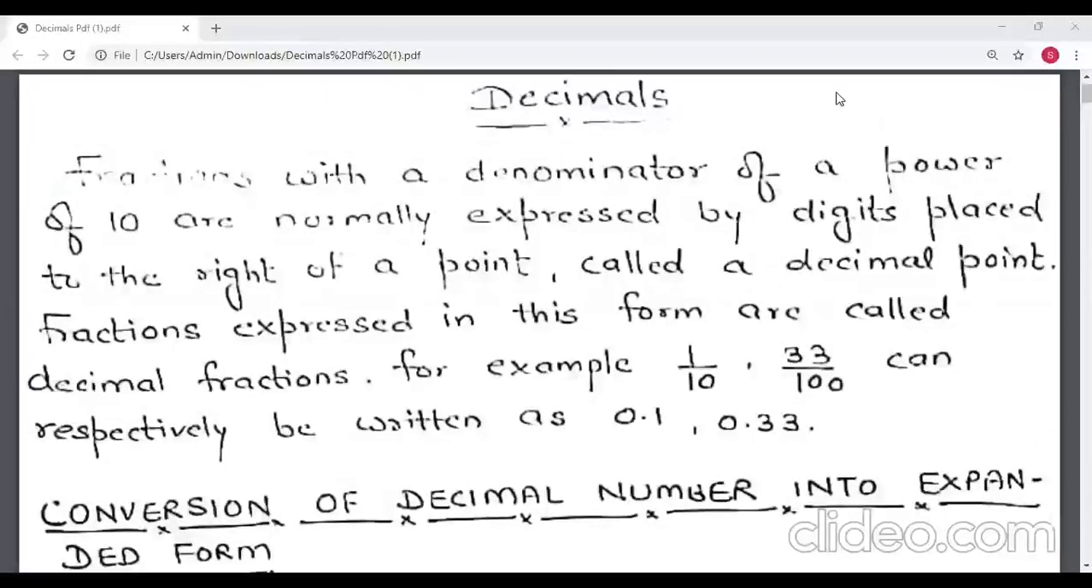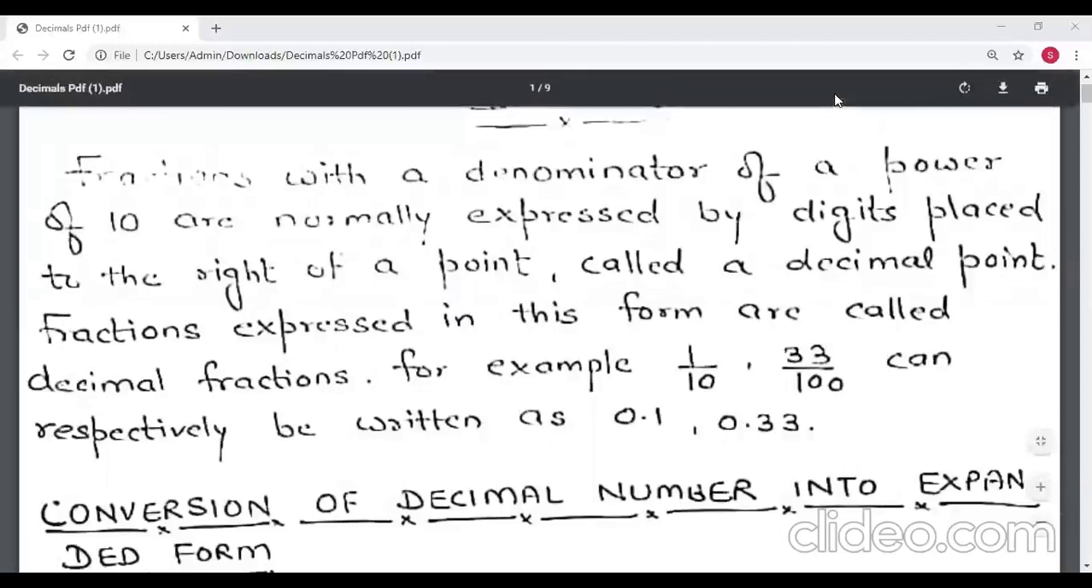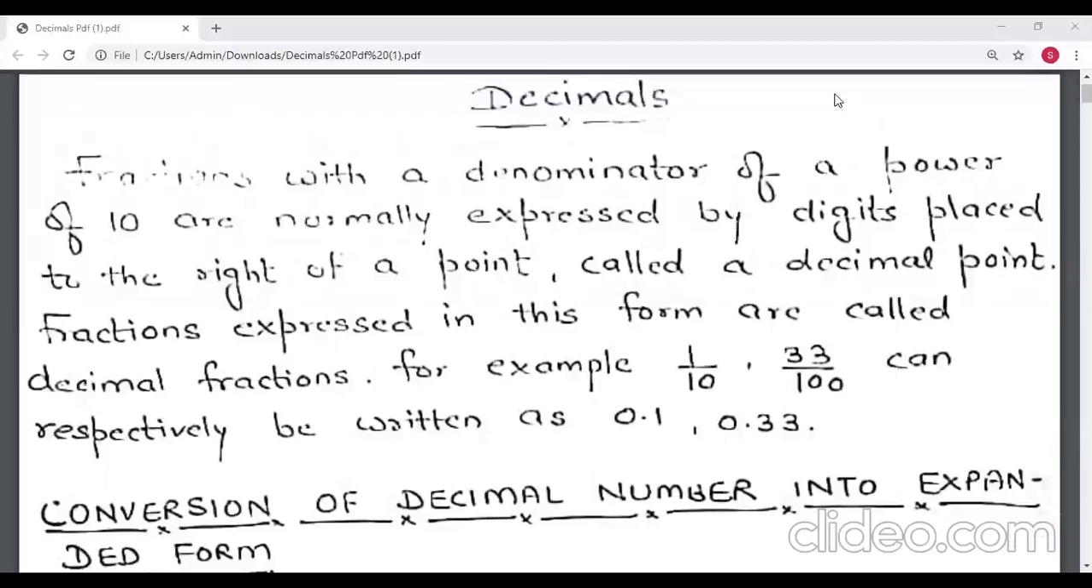Fractions with a denominator of a power of 10 are normally expressed by digits placed to the right of a point called a decimal point. Fractions which are expressed in this form are called decimal fractions. For example, 1 upon 10 and 33 upon 100 can respectively be written as 0.1 and 0.33.